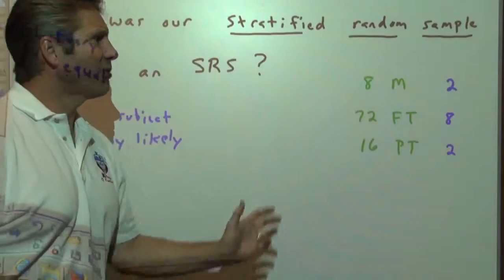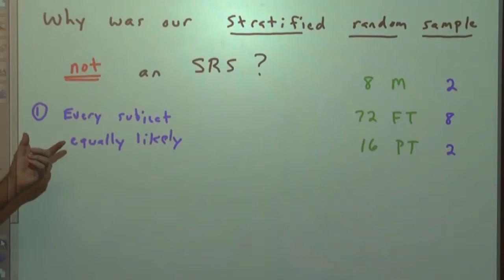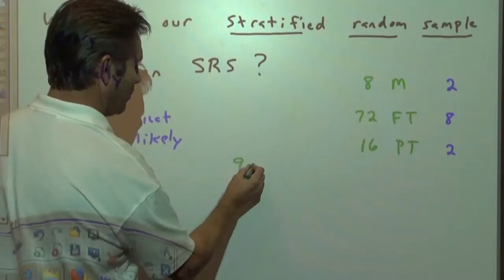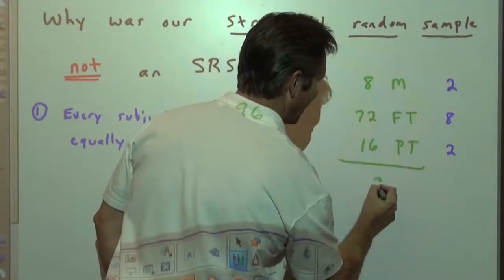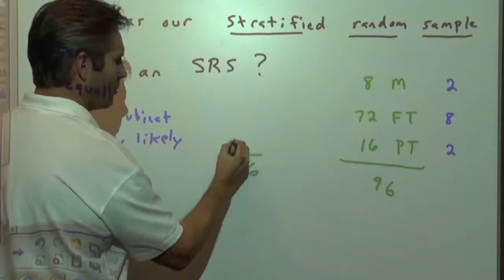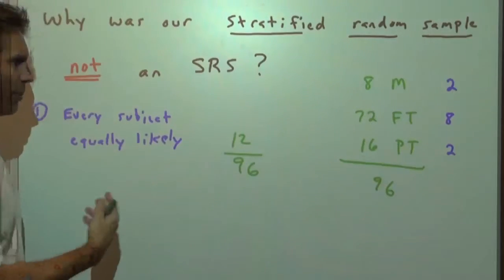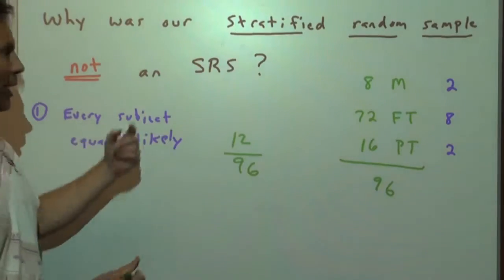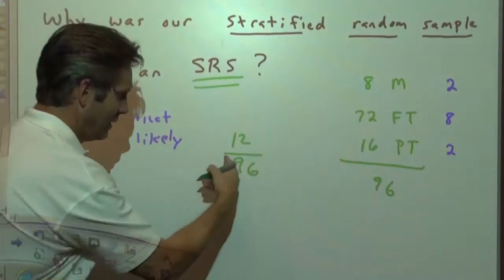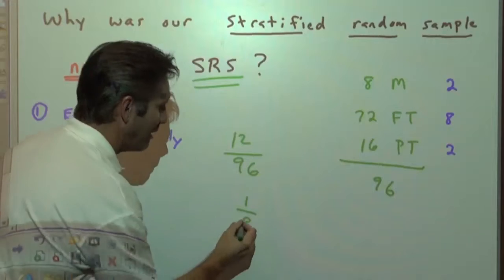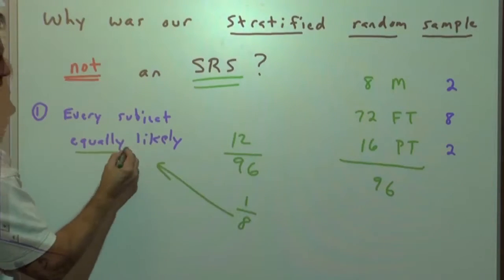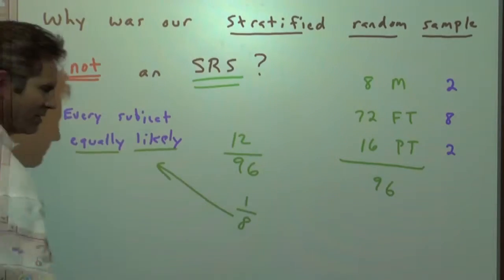So why was our stratified random sample not an SRS? Well, it's because not every subject was equally likely. See, in our population, we had a total of 96 people. If we take a random sample of 12, then every person has a 12 out of 96 chance of being in our simple random sample, our SRS. This simplifies to 1 out of 8. So everybody would have a 1 out of 8 chance of being selected, so everybody would be equally likely to be selected.